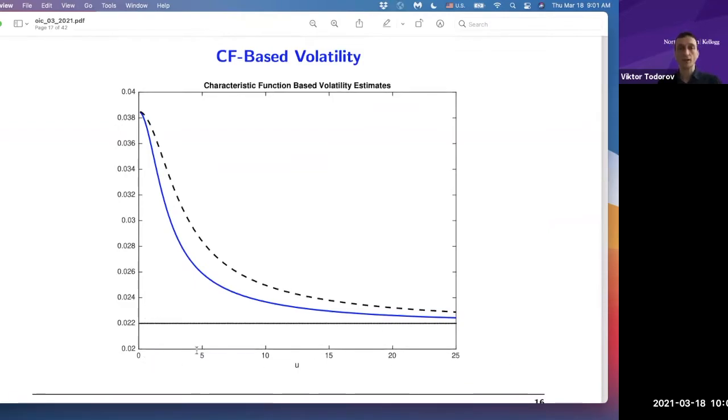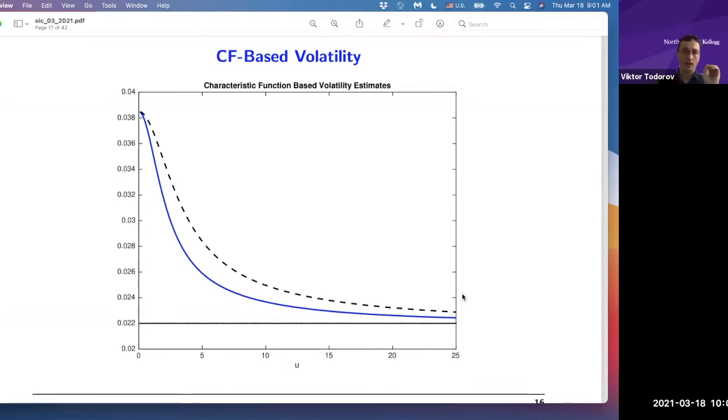Now, the horizontal line here is the true volatility. So this is rather a variance, which is why you have to square root it to get to the annualized volatility. So this is 0.02. Square rooted, this is approximately 15–16% annualized volatility, okay? And what is happening here is that as you pick u higher, that estimator gets closer and closer to the true volatility.